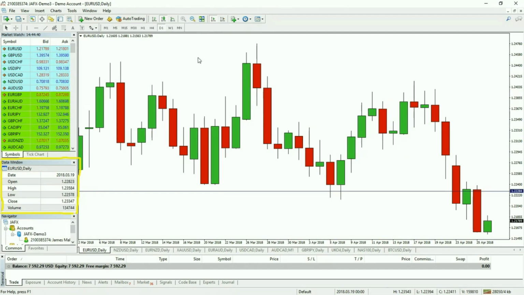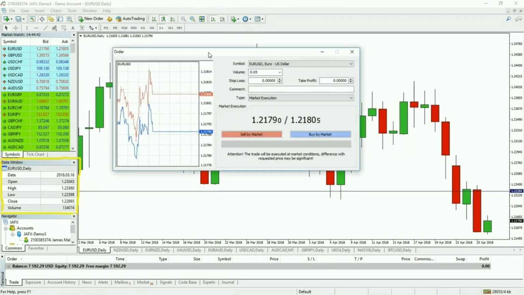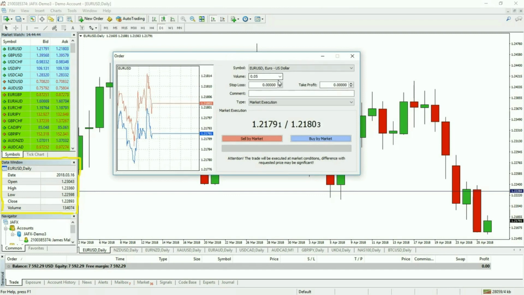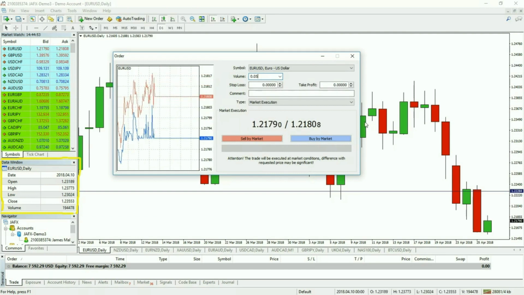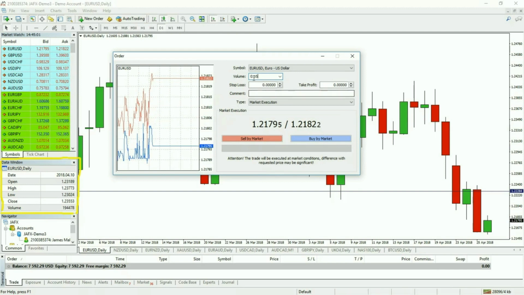So we go to the new order tab and open up the new order window. First, we can choose our volume or trade size. We'll leave it at 0.05, and we'll look to buy this market. Again, we can consult our data window simply by hovering our mouse over today's candlestick. We can see that the low is 1.21563, and we can put that into the stop loss. So 1.21563 is our stop loss.